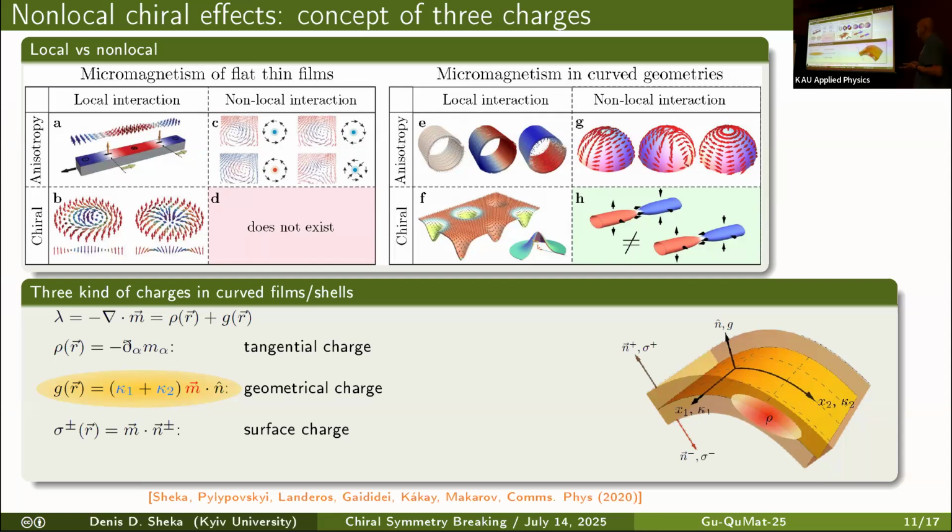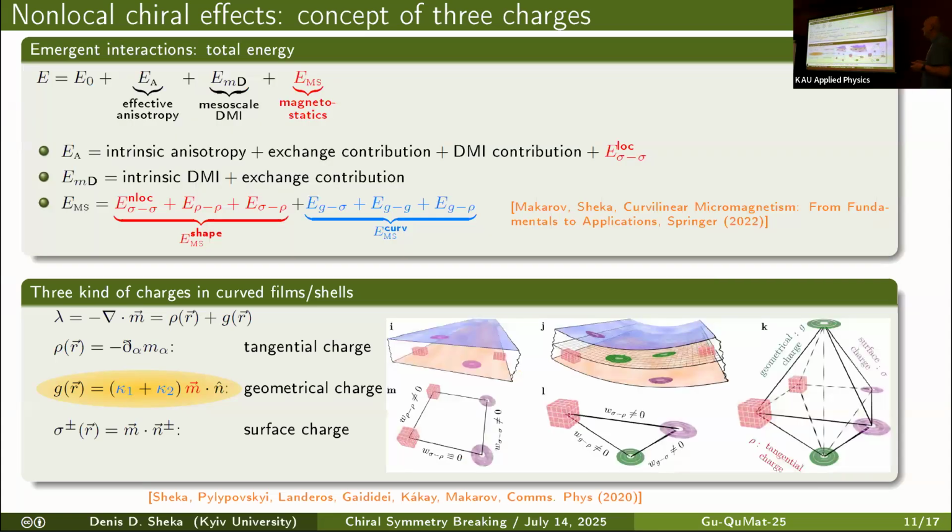Now we can go back to the energy contribution. We already considered the effective anisotropy and mesoscale DMI, so those are local energy terms. And now we discuss the magnetostatic interaction. You see that all these magnetic charges, tangential, geometrical, and surface, interact pairwise. In a flat system there is no such interaction. In a curved system, all these charges interact, and they all produce contributions.